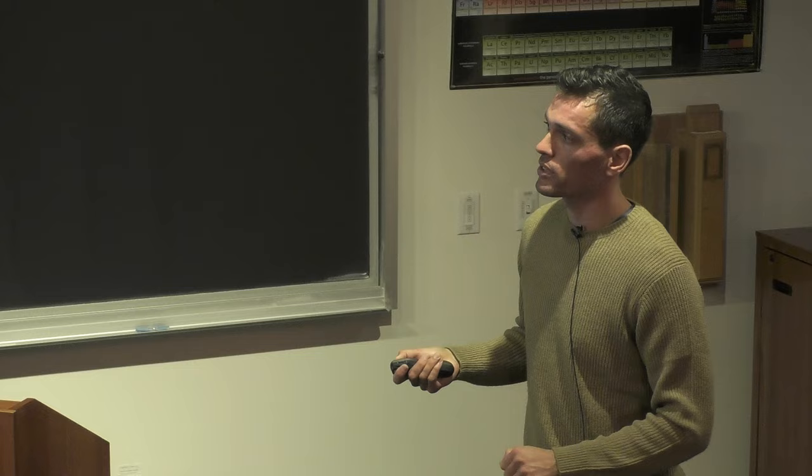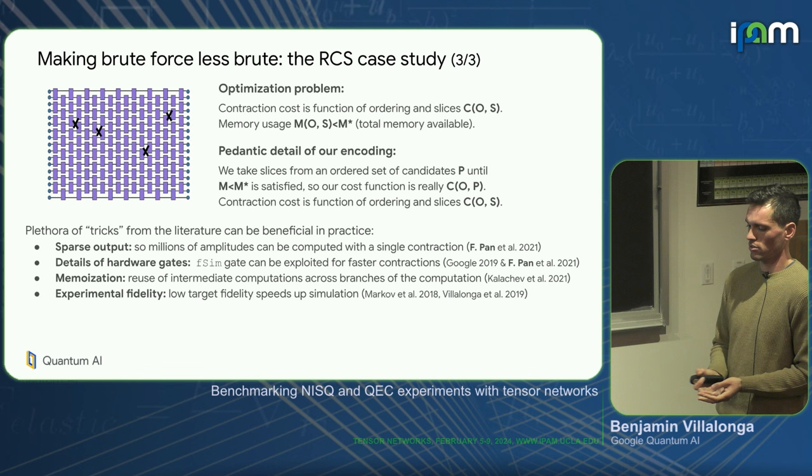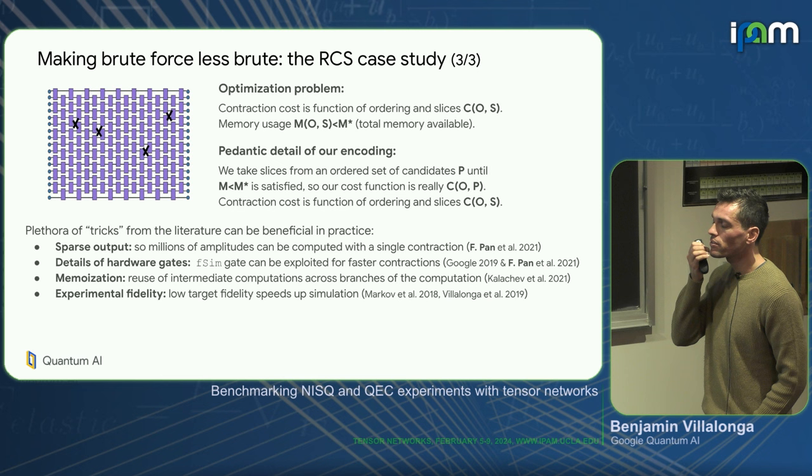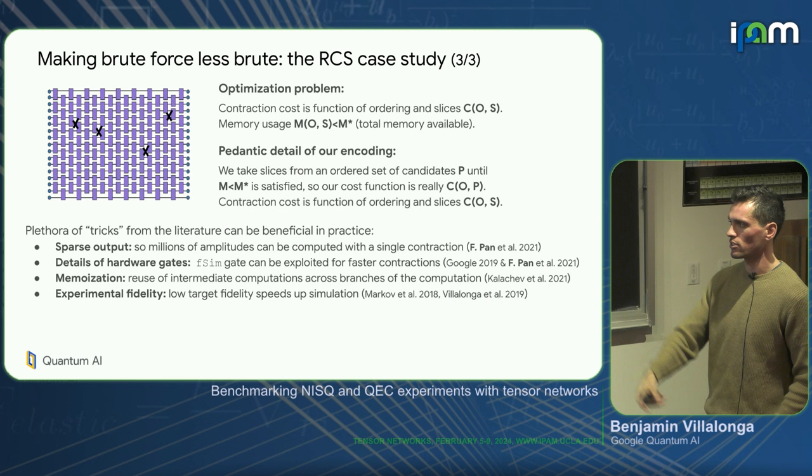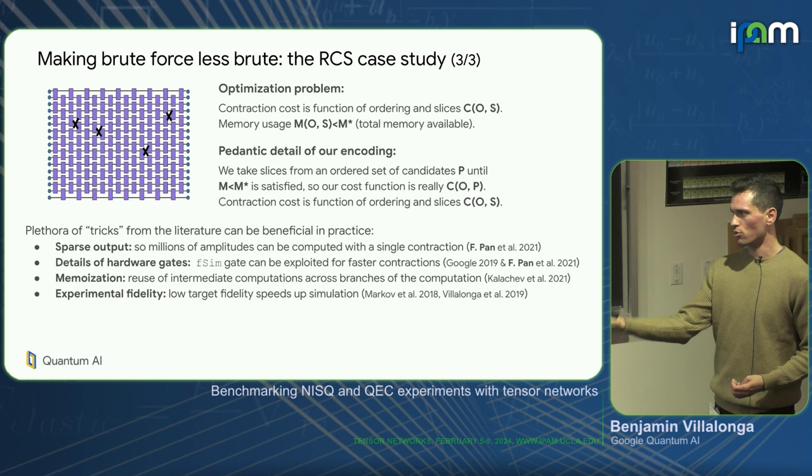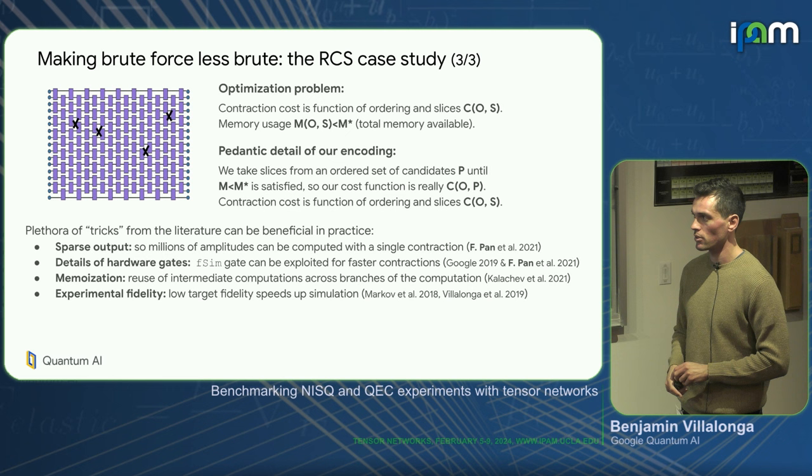Another trick that is very useful is memoization. All of these independent tensor networks that we're contracting, parallelizing trivially over different computations, actually have a lot of computation in common. They share a lot of common intermediate tensors. So it might be a good idea to cache those, to use dynamic programming: once you've computed it, all the other branches of your computation should be able to use them for free. So you save a lot of time there.